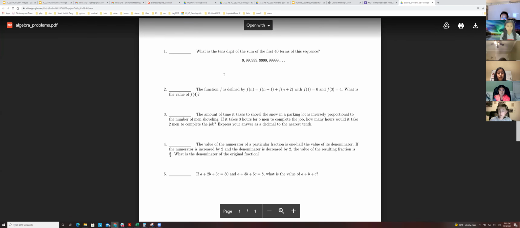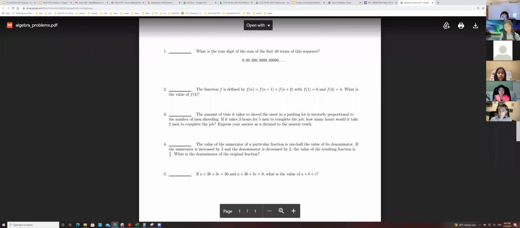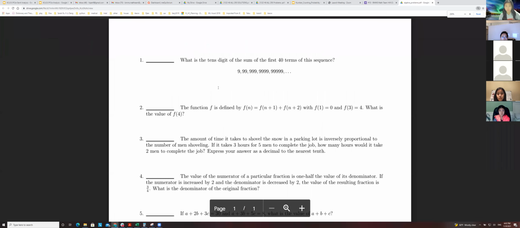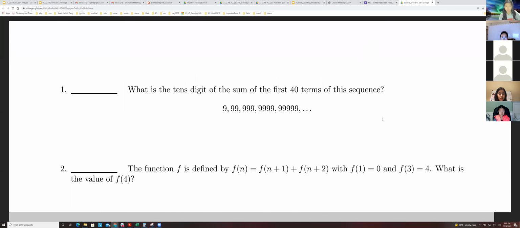Refresh your memory. We have 9 and 99 until 40 terms. And what's the 10th digit? Anyone want to talk this through? Can you zoom in a little bit? Yeah, the questions. Thank you. Okay, Sarah, you wanna go for it?